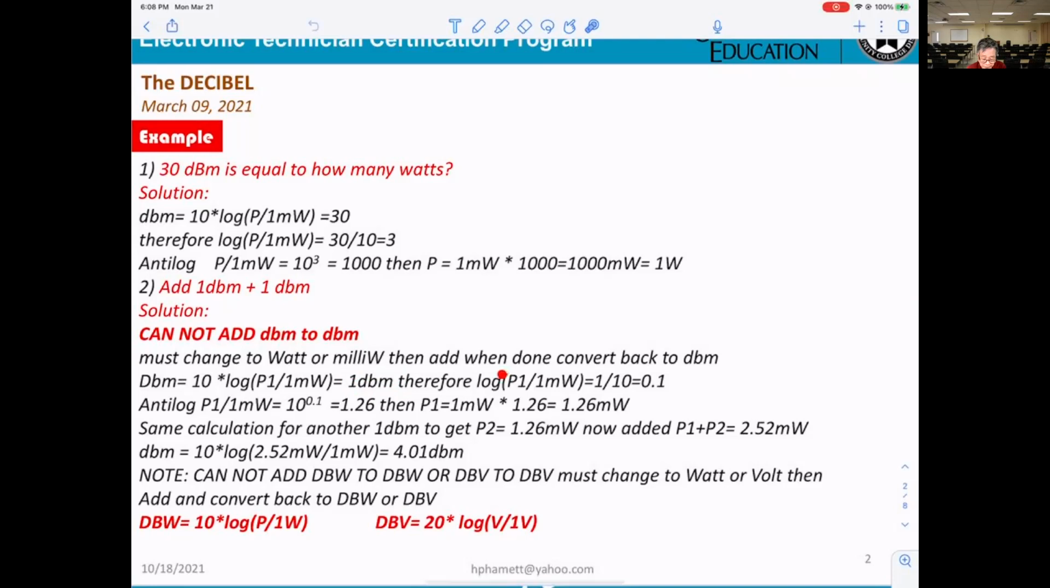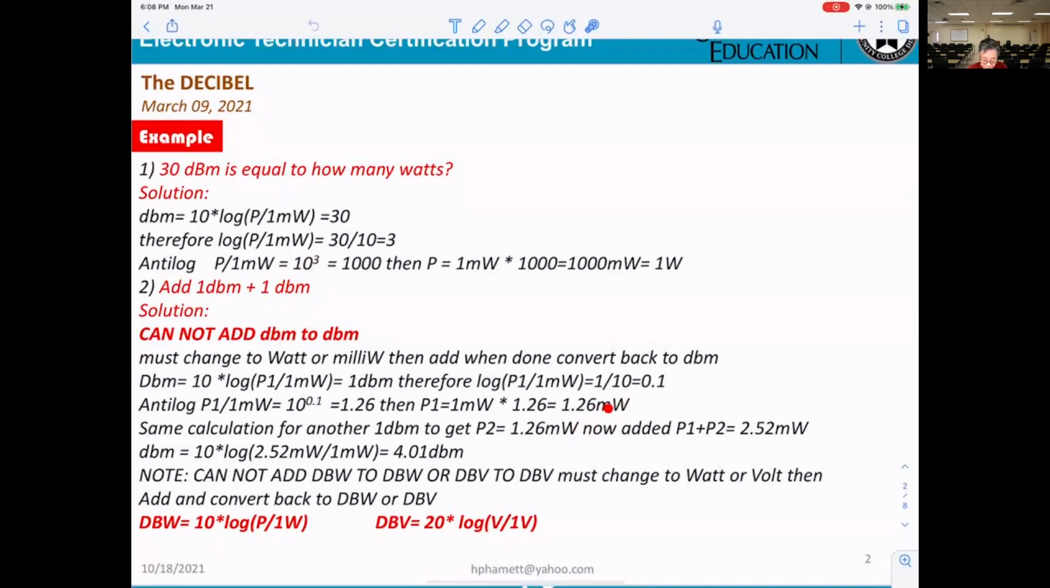Therefore, you take the log of P1 over 1 milliwatt equal to 1 divided by 10, which gives 0.1. Okay, take the log out. You get P1 over 1 milliwatt equal to 10 to the power of 0.1. Then you get P1 equal 1.26 milliwatt. And for the second one, do the same calculation. You get the same 1.26 milliwatt.